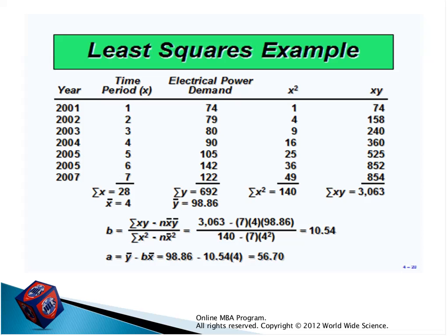X in power of 2. What was x? This one, the time period. X in power of 2 produces x squared. 2 in power of 2 produces 4. 3 in power of 2 produces 9. 4, 16. 5, 25. 6, 36. And 7, 49. They are the x in power of 2.